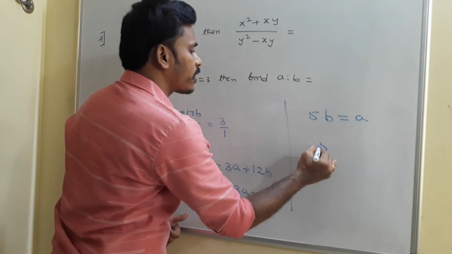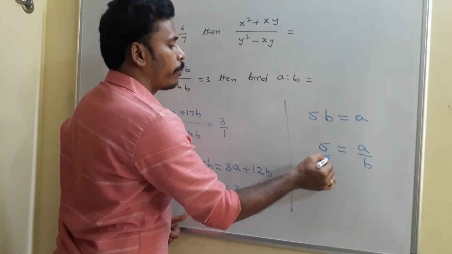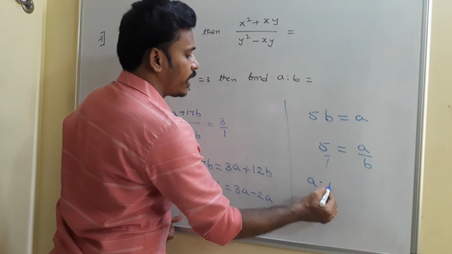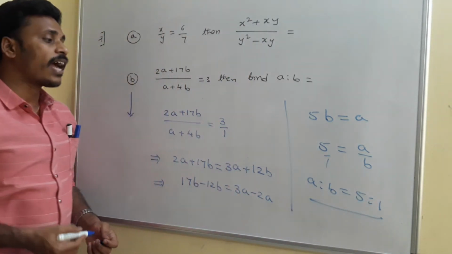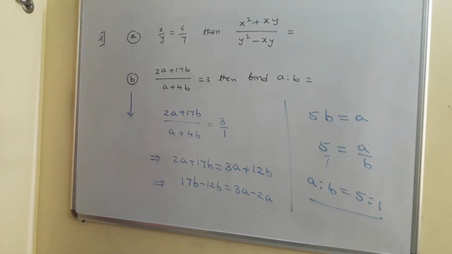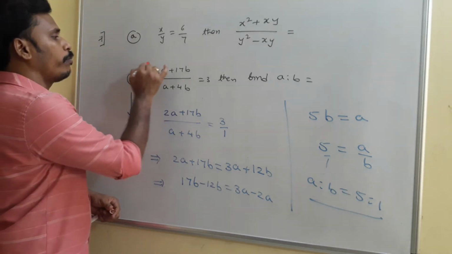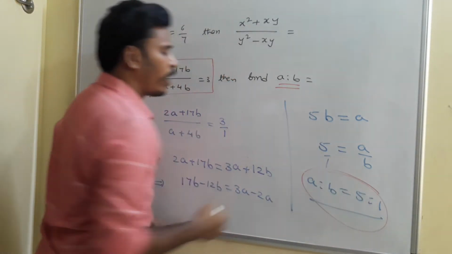So send that b that side. 5 is equal to a by b, or you may say 5 by 1. Then it is very clear that a is to b is equal to 5 is to 1. Just have a look there. If this quantity 2a plus 17b by a plus 4b is given as 3, then at the end a is to b value is 5 is to 1.